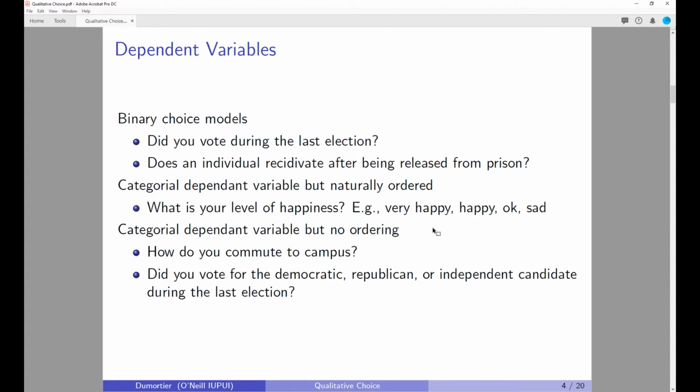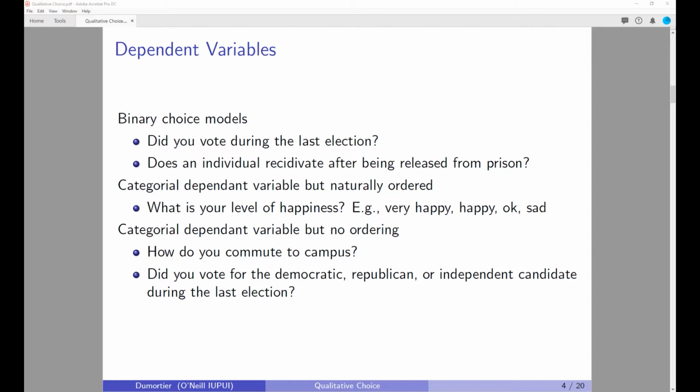Last time we talked about binary choice models. Binary choice models are used when the dependent variable or the outcome variable of interest can take one of two values, 0 or 1, basically answering a yes or no question. Did you vote during the last election? Did an individual recidivate after being released from prison? Does the person vote Democrat or Republican?